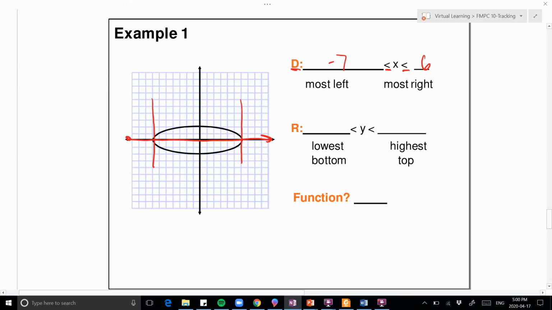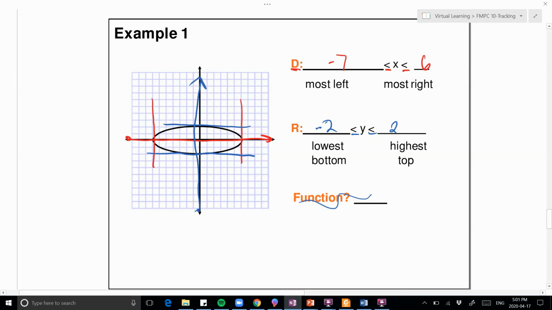And with my range, same thing. Remember, starting at the bottom, moving to the top, looking for where that line hits. So I've got a -2, that's part of the data set, and I've got a +2, that's part.